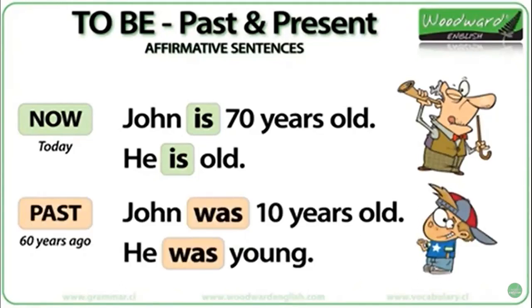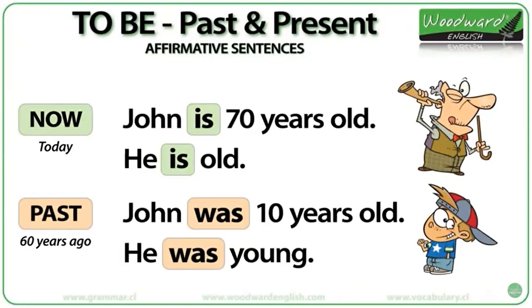In the past, 60 years ago, John was 10 years old. He was young. Was is the past tense. John was 10 in the past, or 60 years ago. He was young then, at that moment in the past. Is is the present tense. Was is the past tense.